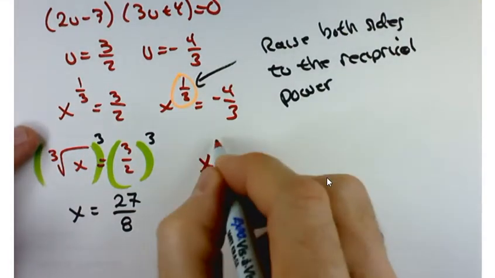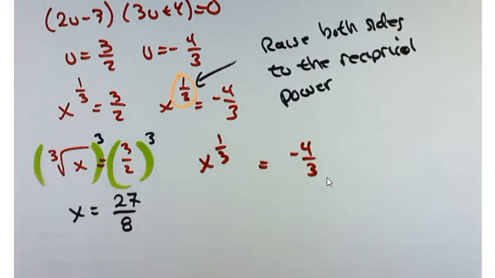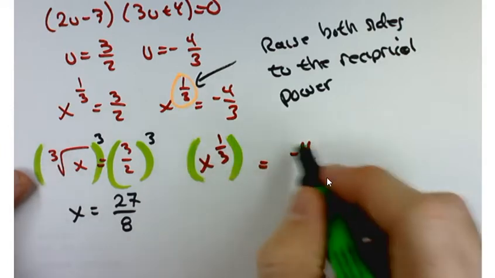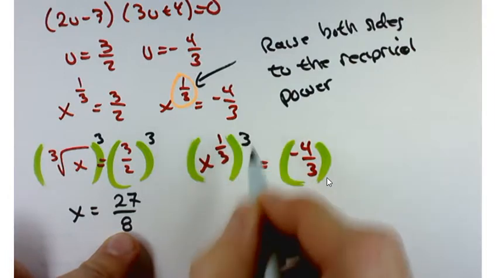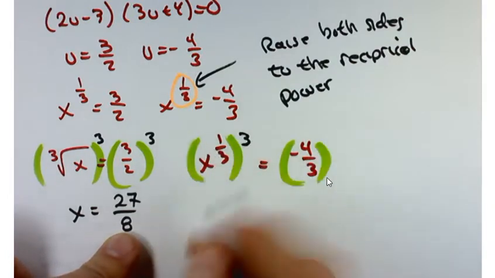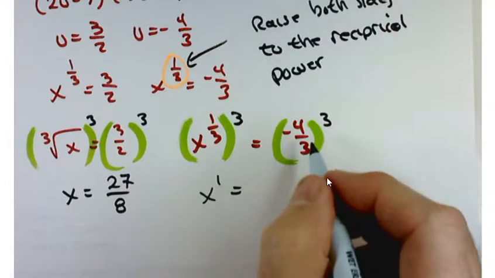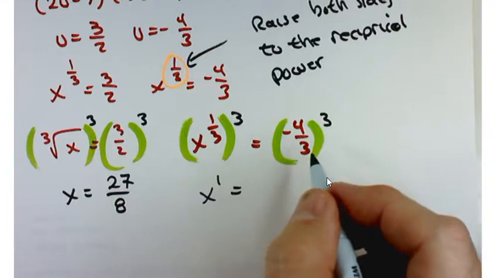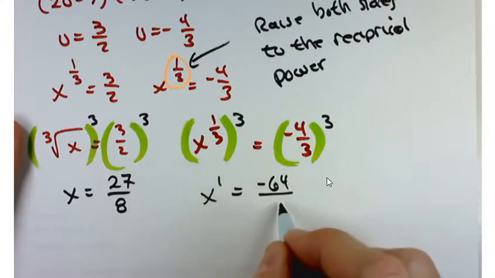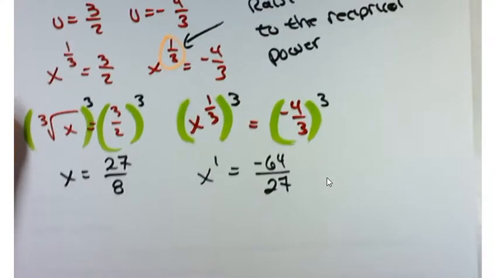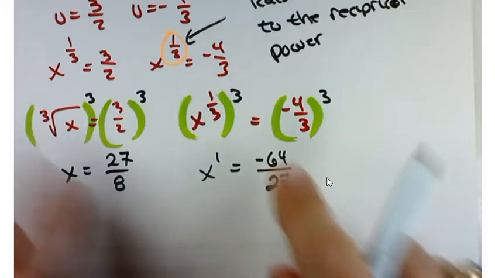Let's see why that works. I have x to the 1/3 here equals negative 4/3 here. When I cube both sides, I end up with 3 times 3 when I remove the parentheses. 3 times 3 is 1, or x to the first power. What do I get when I cube negative 4/3? Thank you. Negative 64 over 27. Those are your two solutions.